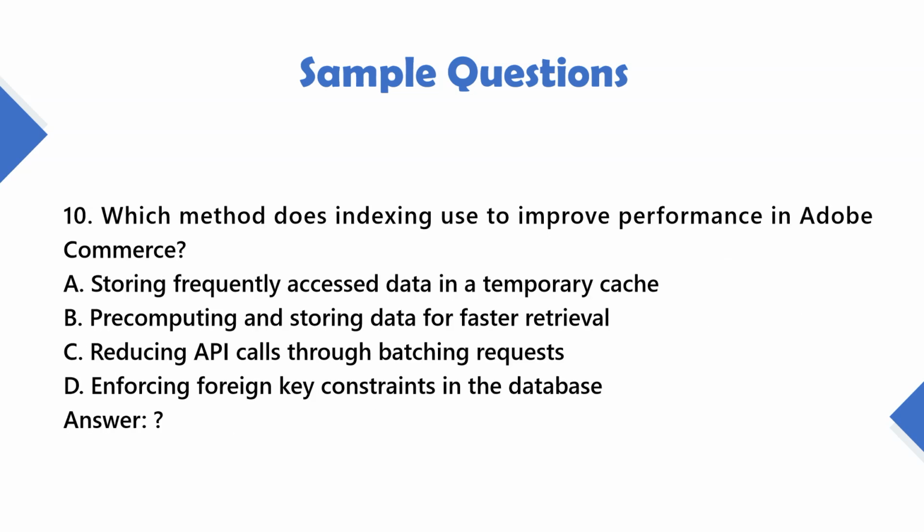10. Which method does indexing use to improve performance in Adobe Commerce? A. Storing frequently accessed data in a temporary cache. B. Pre-computing and storing data for faster retrieval. C. Reducing API calls through batching requests. D. Enforcing foreign key constraints in the database.